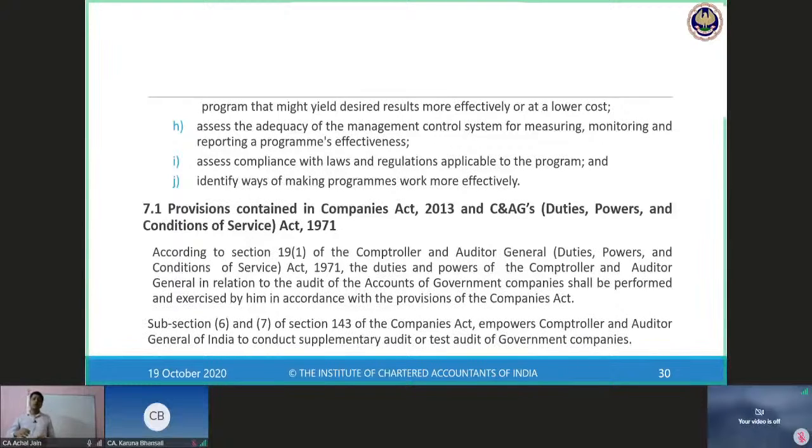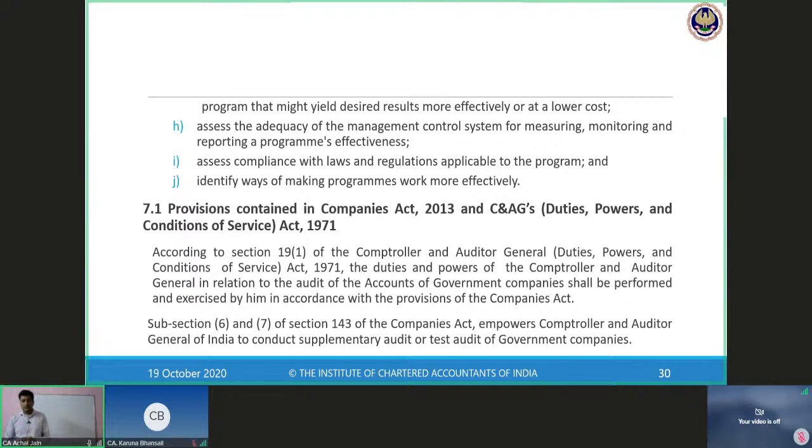Or was there any way through which this activity could have been conducted that would have become more effective as compared to what was really planned? So looking at the various options available so that more and more effectiveness can be ascertained.